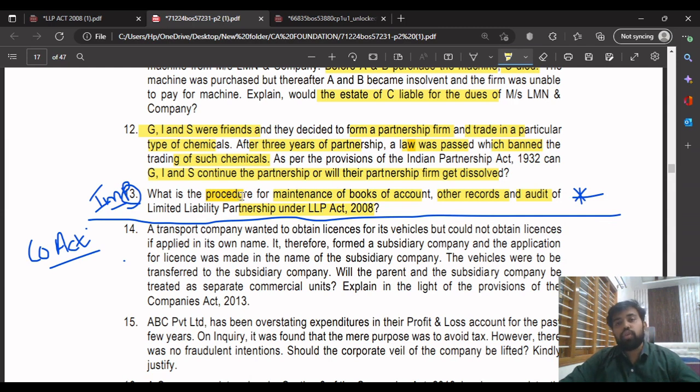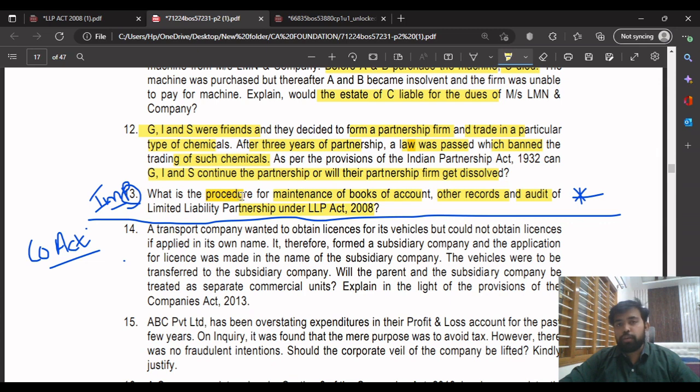Now coming to point two, every LLP should prepare their statement of solvency and accounts. You know this, they have to prepare the statement of solvency. But when should they prepare? Within 6 months from the end of the financial year, they have to prepare the statement of solvency and accounts.